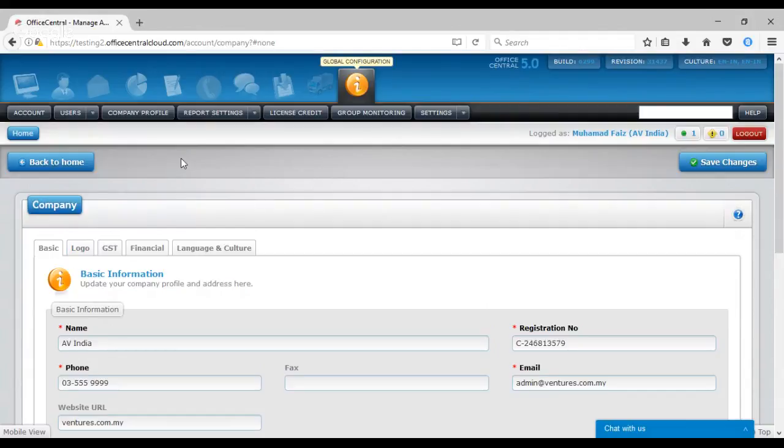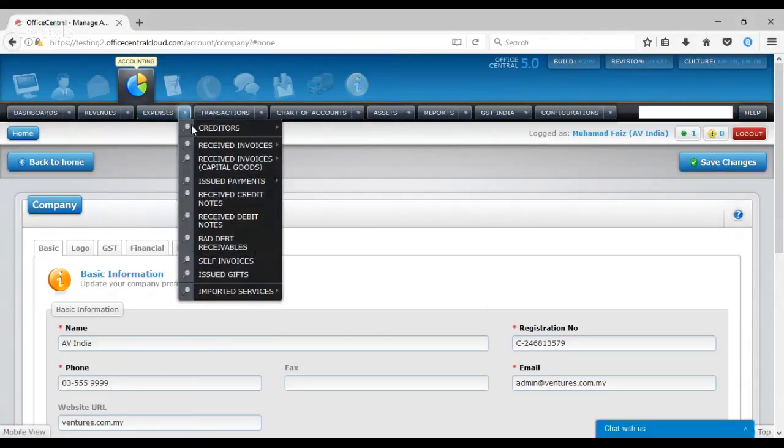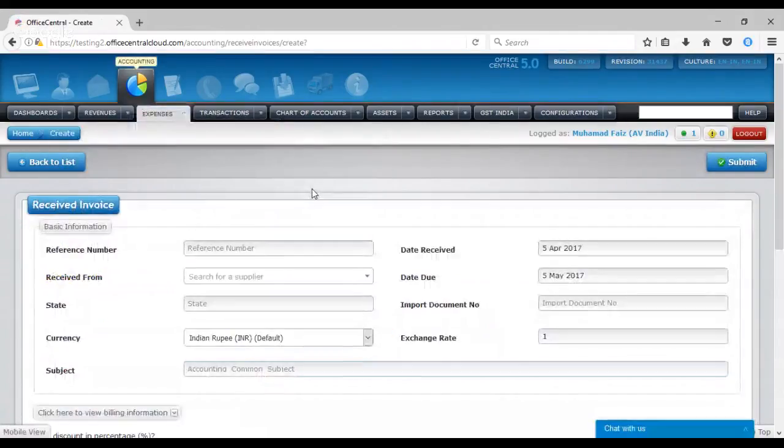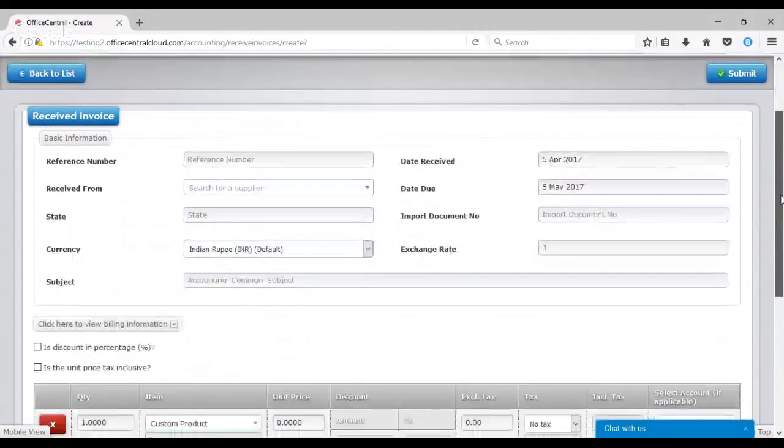So okay, now we are looking at the receive invoice transaction. Go to accounting, go to expenses, and go to receive invoice. You just go to receive invoice and add new. Okay, that's how you do a transaction for receive invoice.